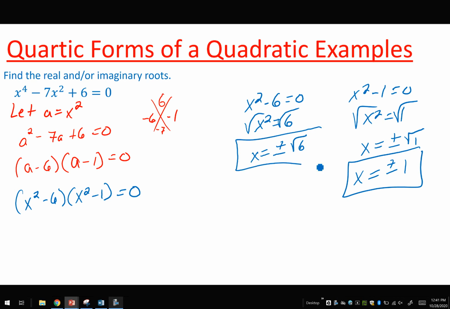So x is plus or minus 1, x is plus or minus square root of 6. I have 4 solutions there. My original degree was 4, and so I found them all. So introducing that a value takes a quartic and puts it into a quadratic, which we've practiced a bunch solving quadratics. We can use that, but then at the end, after we factored, change your a back to x squared and then solve from there.